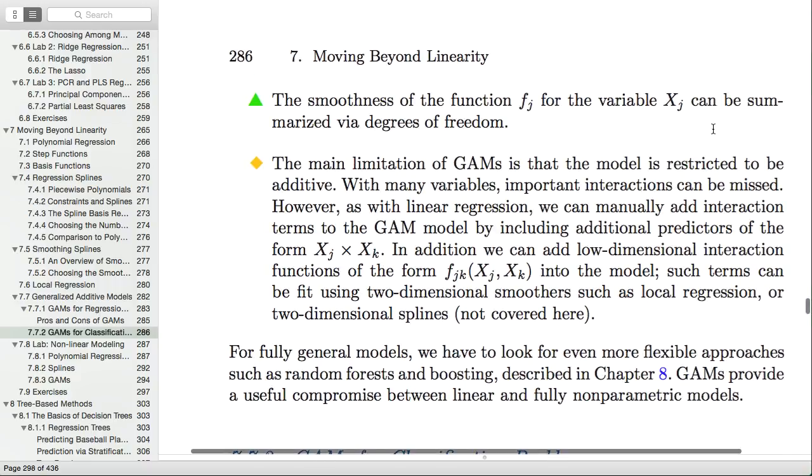And the main limitation, of course, is that it's additive. That's not really a terrible limitation, though. The reason it's not a terrible limitation is because even with additive models, we can still include interaction functions. And we can definitely do things like local regression or two-dimensional splines within general additive models. So it's certainly more generalizable than anything we've seen so far, but it's not as generalizable as the things that we're going to see in the next chapter.